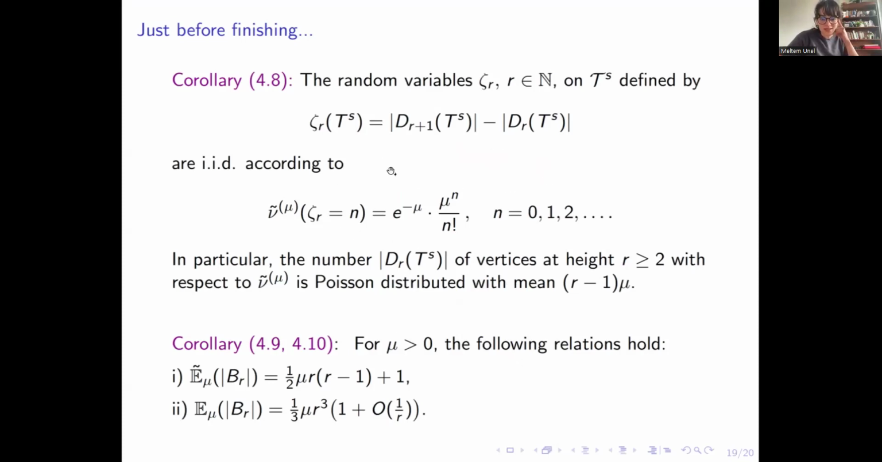And using this together with the information that onto the small sectors around the spinal tree, onto the sectors around the vertices that are not at maximal height, I grafted these finite Bienaymé-Galton-Watson trees. Remember these blue blobs. By using these two, actually we can compute the exponent of the volume growth of the balls around the root, which turns out to be on the order of r to the 3.